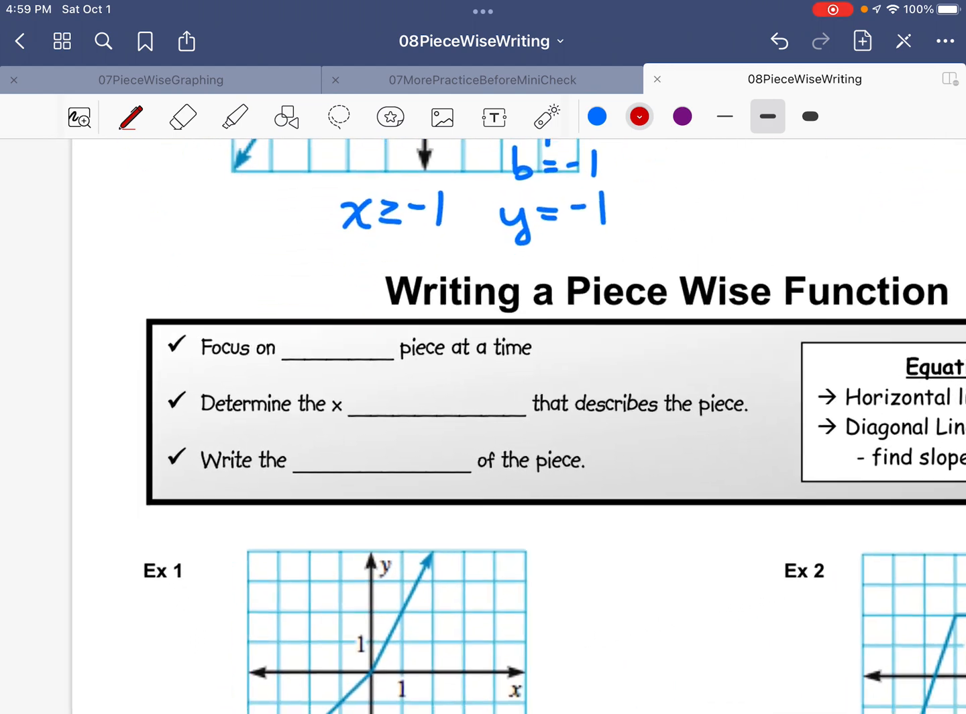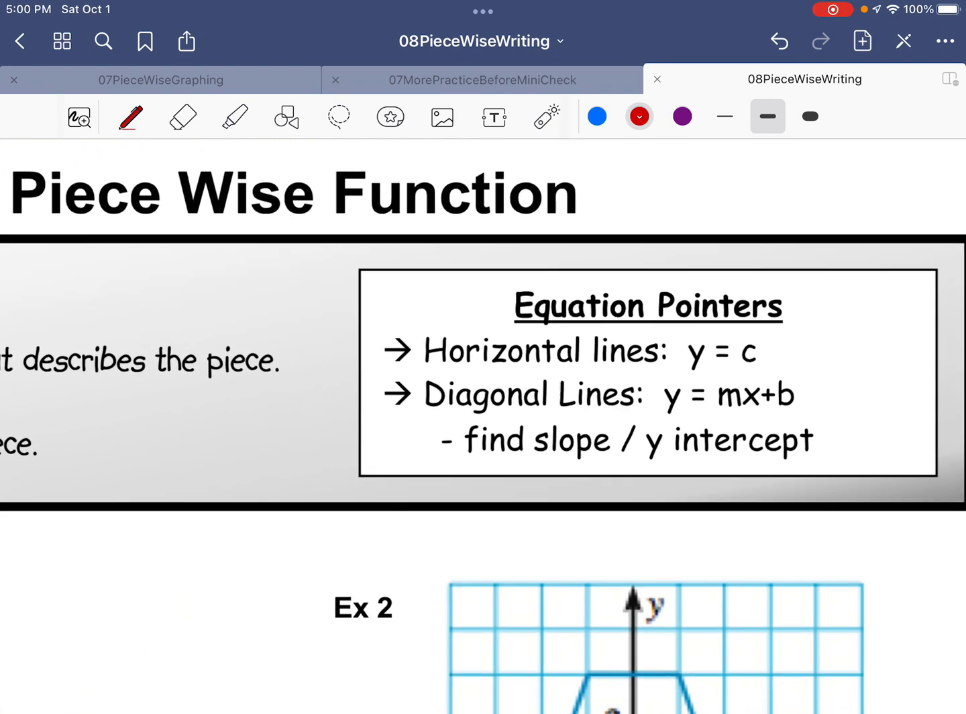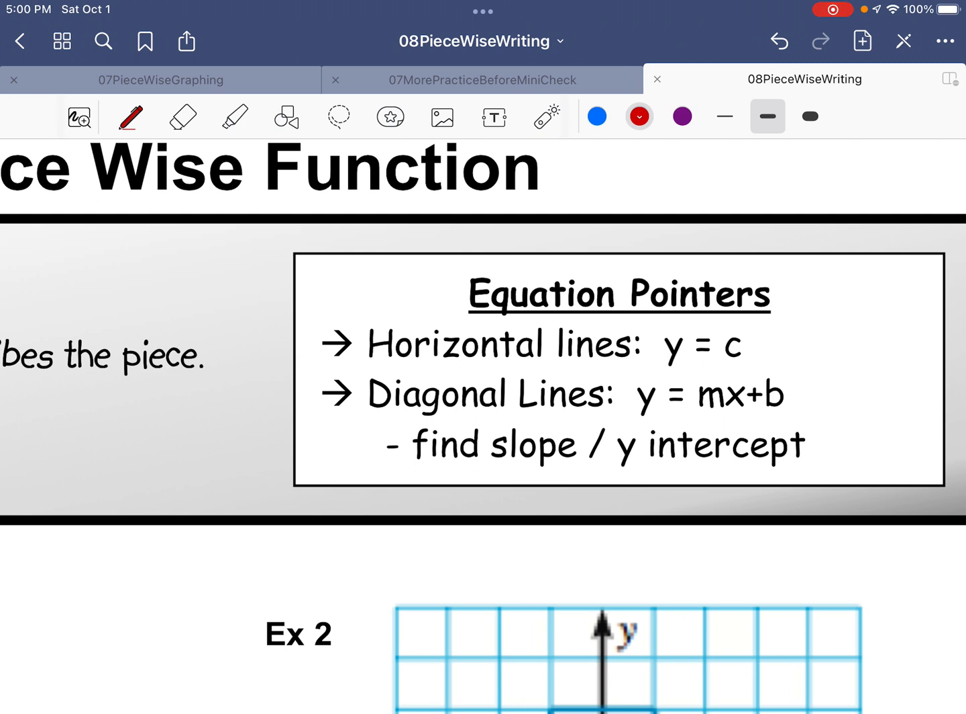When you're writing a piecewise function, you want to focus on one piece at a time. You're going to determine the x interval. In other words, you're going to think about the starting point or the end point for that piece. And you always want to write the equation also. Typically, when you write the equation, it's either going to be a horizontal line of the form y equals c, or a diagonal line of the form y equals mx plus b.